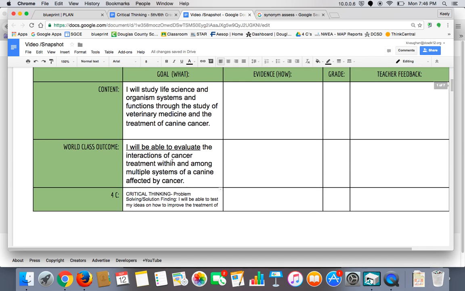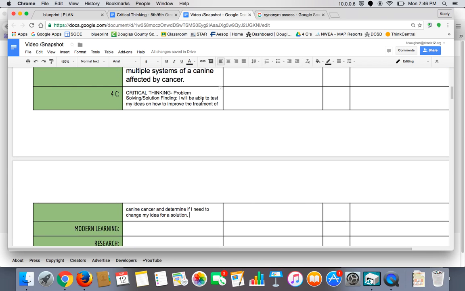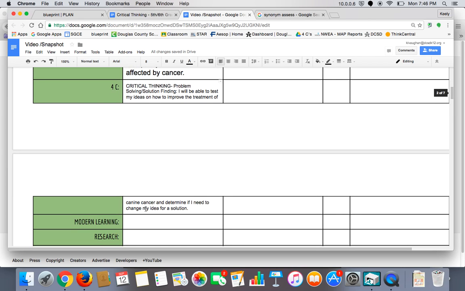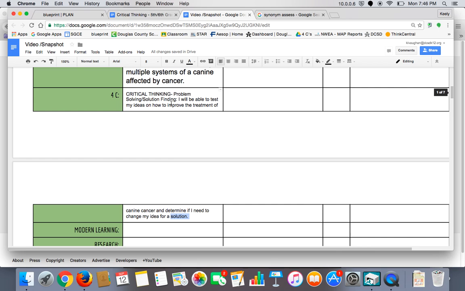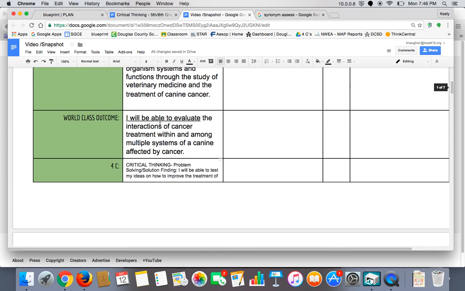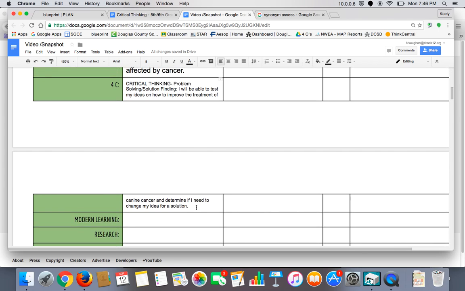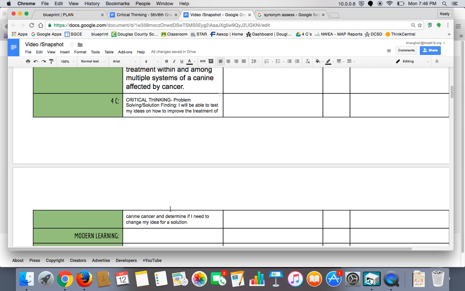So just like we did with our content and our world-class outcome, I've left all the most important parts of my 4C goal, but I've combined it with something that matters to me and is connected to my outcome and my content. So when I have my first draft of this goal, I'm going to make sure that I seek feedback from facilitators or peers. And if there's anything I can change to make it better, I can do that.